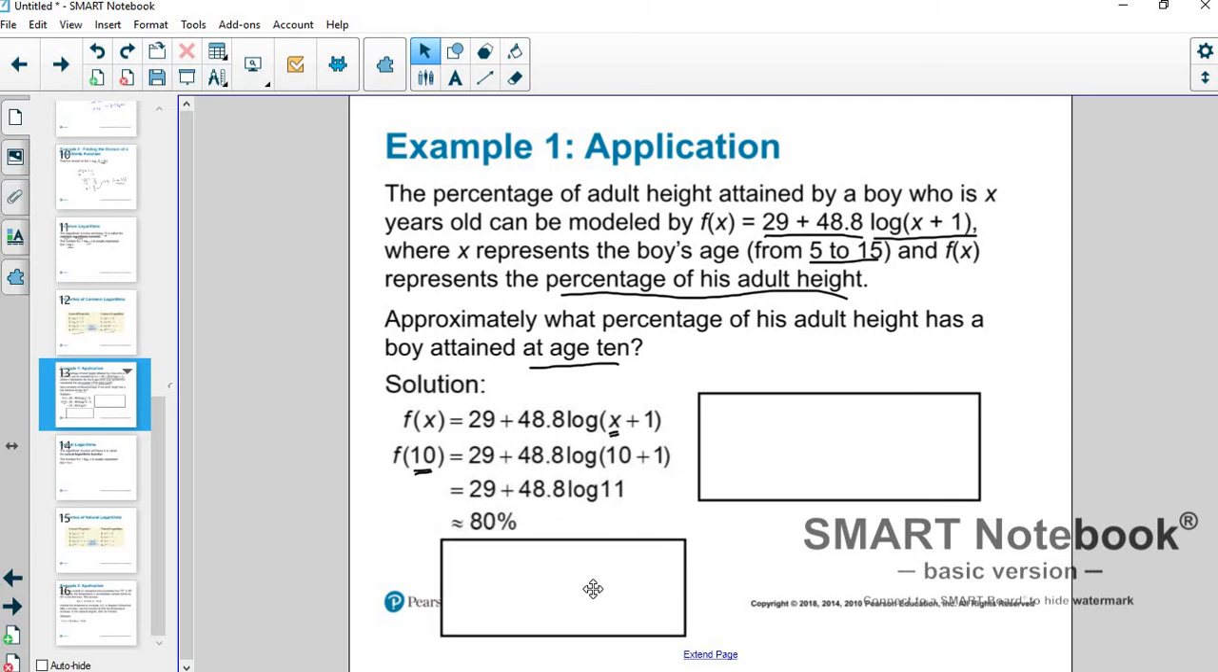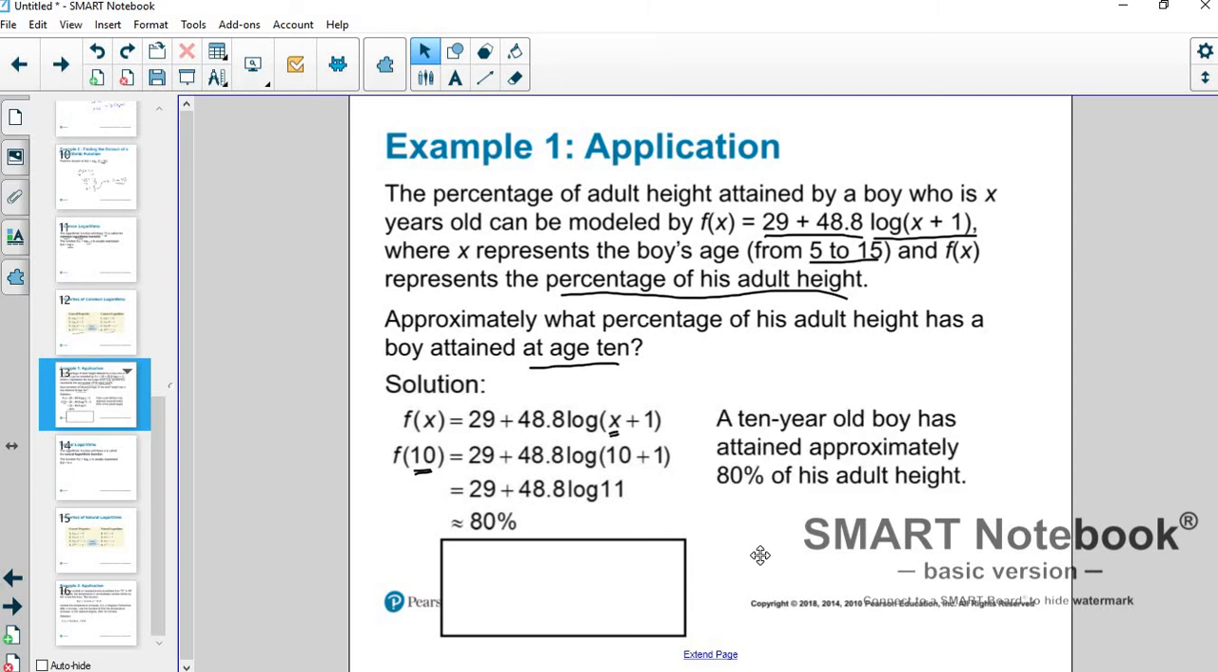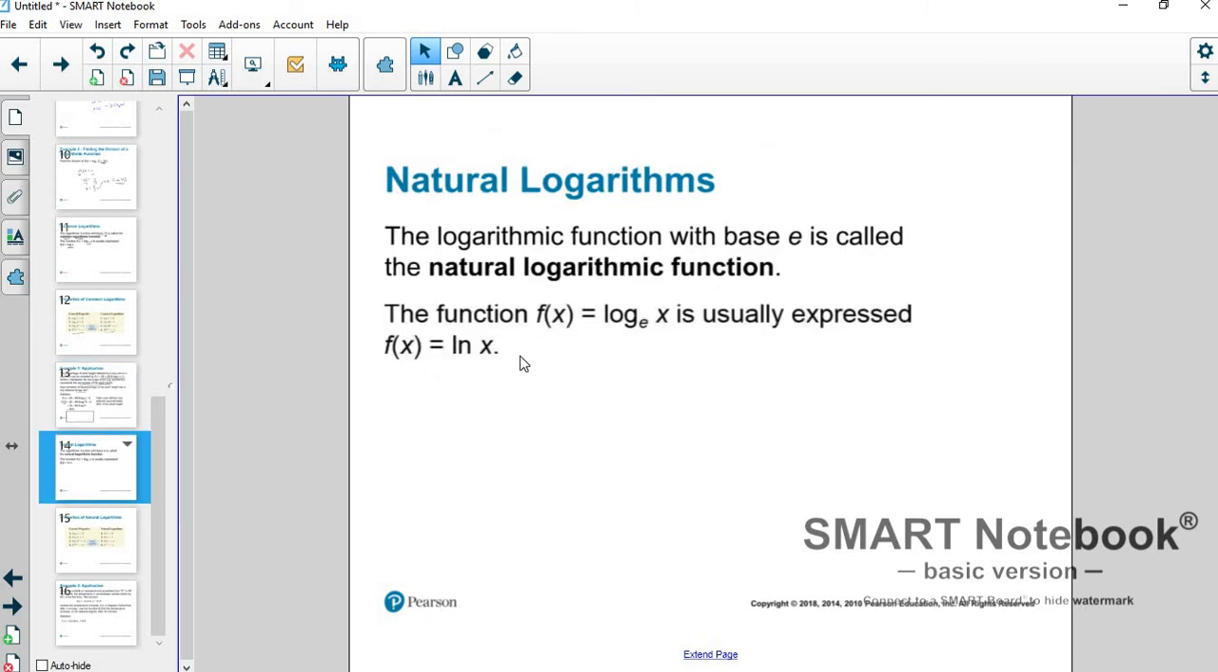And if you plug that in your calculator, you get approximately 80. 80%. Remember that f was given as a percentage, so you don't have to change from a decimal to a percentage. This is a percentage in the problem. Okay, and so what that means simply is that a 10-year-old boy has attained approximately 80% of his adult height, again, on average.